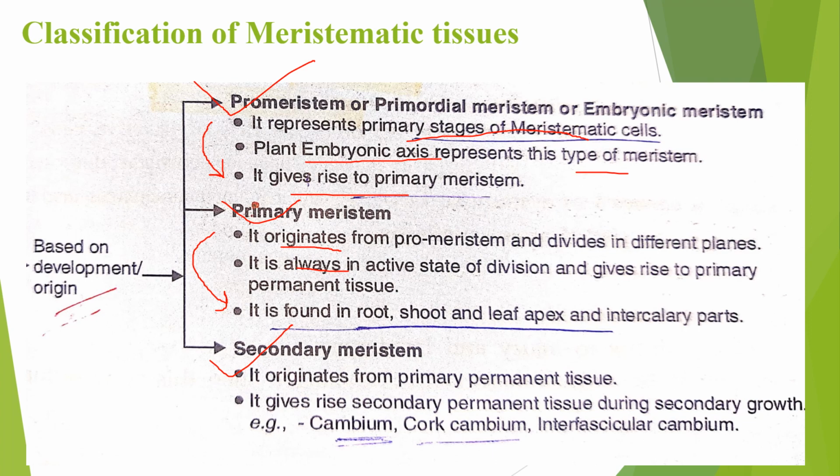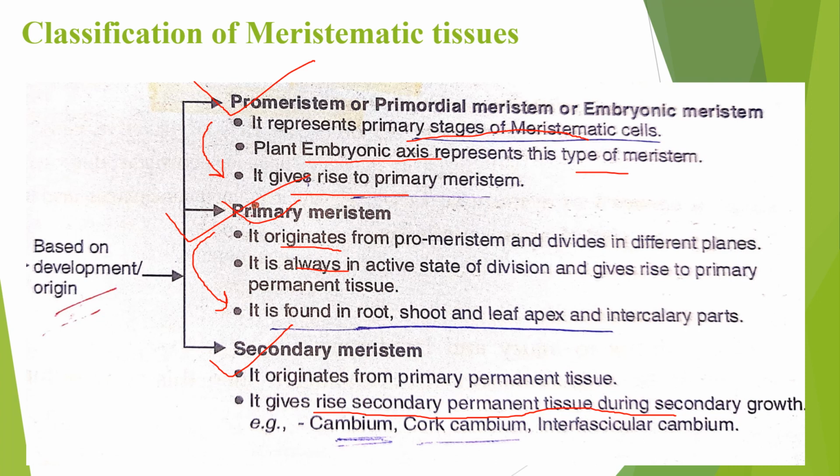Pro-meristem is present in the embryonic stage. Then from pro-meristem, primary meristem forms. From primary meristem, primary growth of the plant occurs. Then comes the secondary meristem. It originates from primary permanent tissue. It gives rise to secondary permanent tissue during secondary growth.